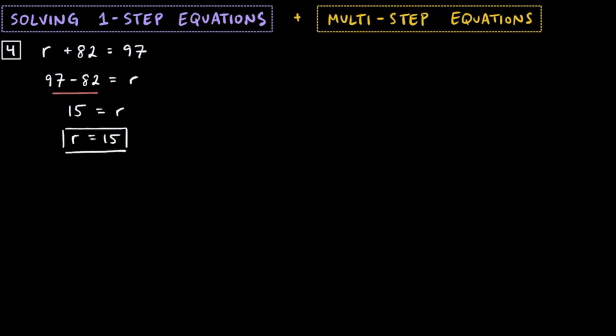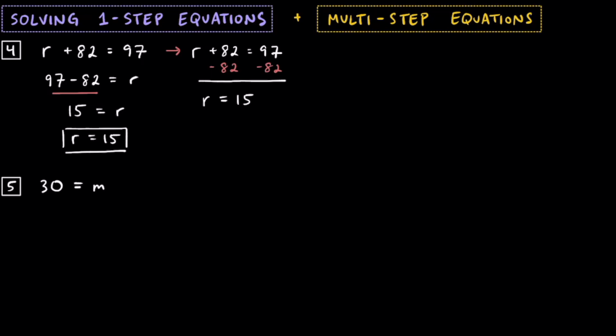Okay. Going about it in a slightly different way, we could also take this original equation, r plus 82 is equal to 97, and to solve this, we can also subtract 82 on both sides of the equation. So go ahead and subtract. Those 82s will become 0, and so r is equal to whatever 97 minus 82 is, and that's 15. So that works out.